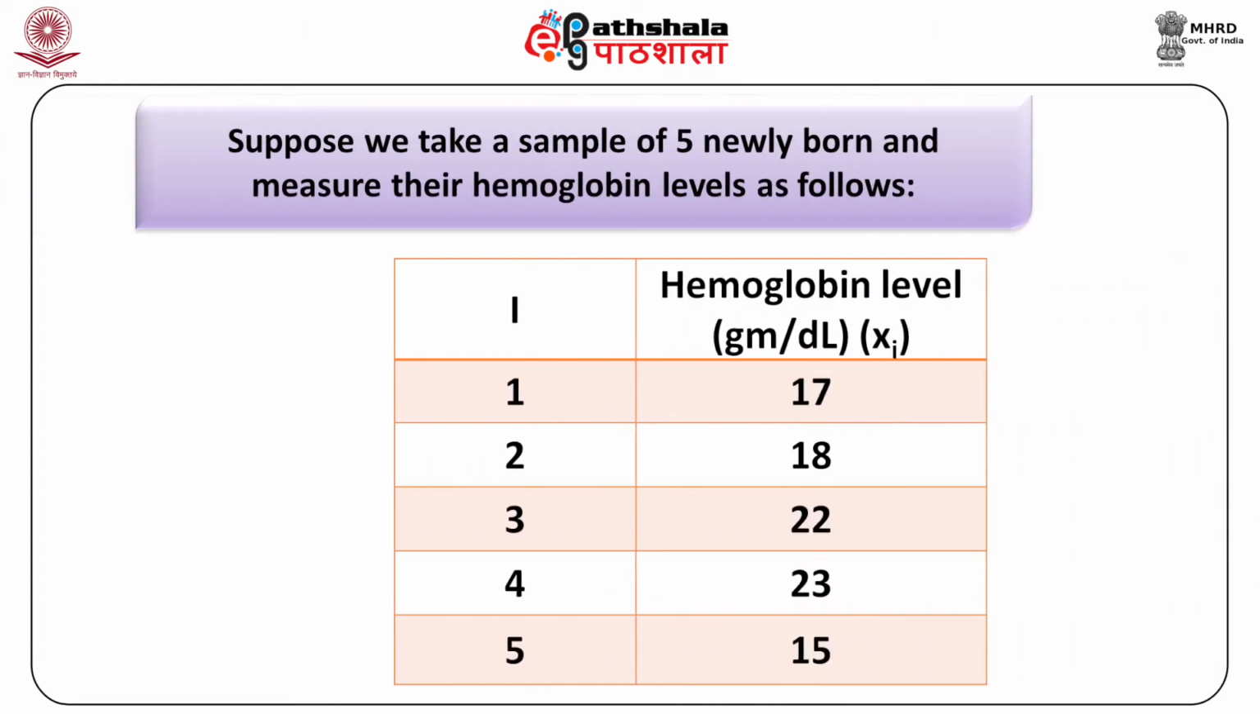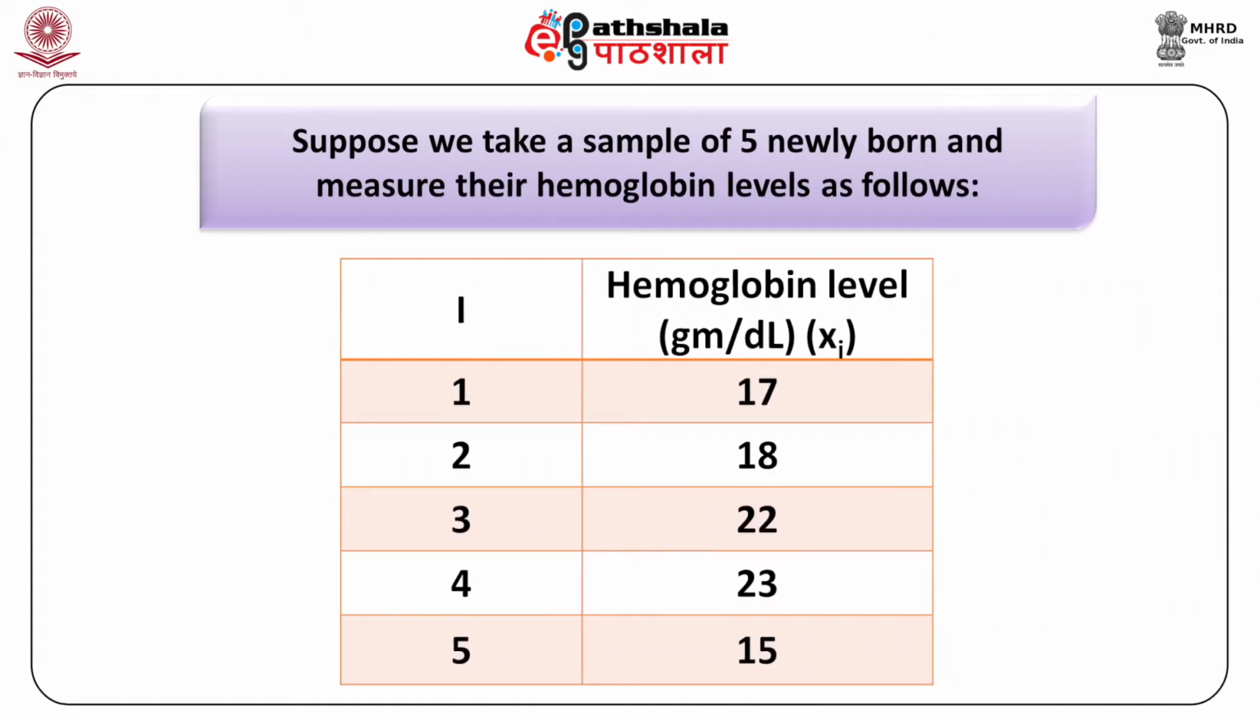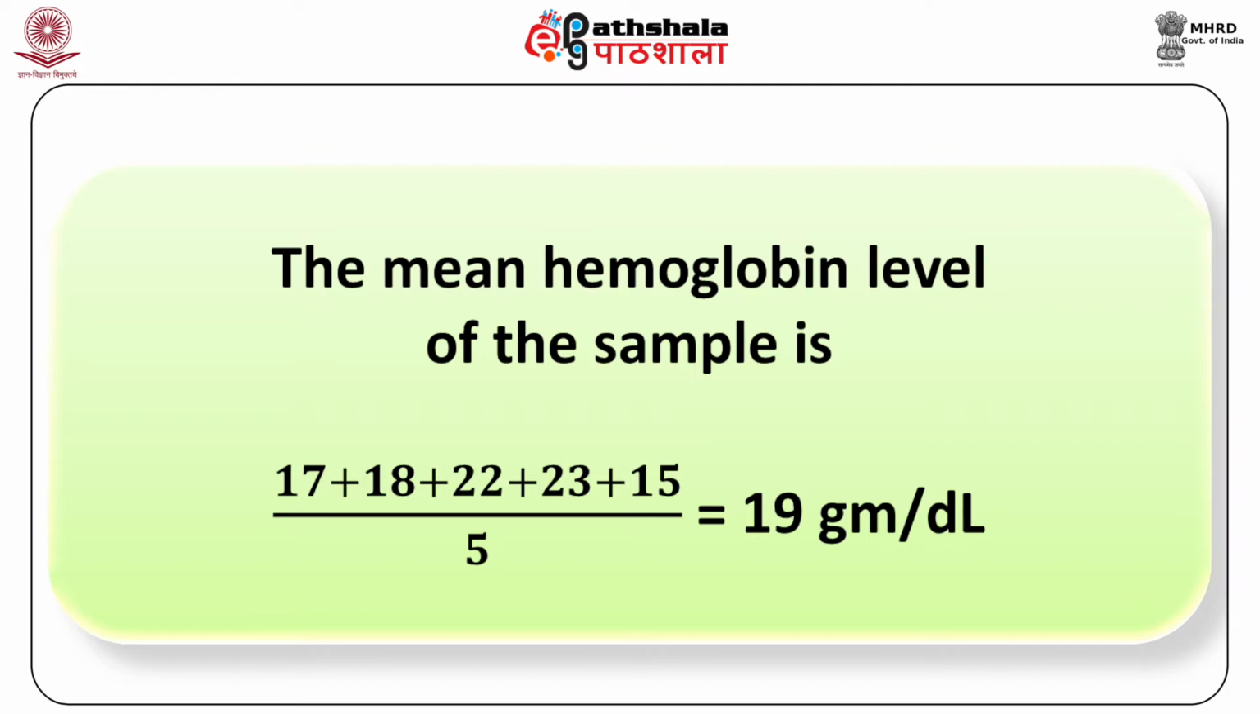Now let us suppose we take a sample of 5 newborns and measure their hemoglobin levels as shown in the table. From this data, we can calculate the mean hemoglobin level of the sample as summation fx upon n, where the frequency turns out to be 1. So we have 17 plus 18 plus 22 plus 23 plus 15 divided by 5, which gives a value of 19.